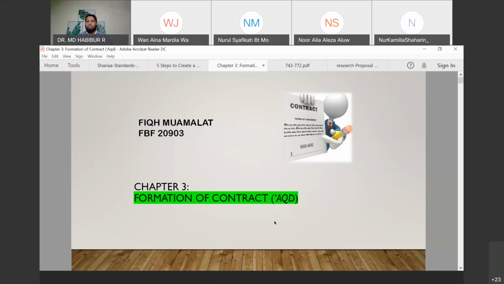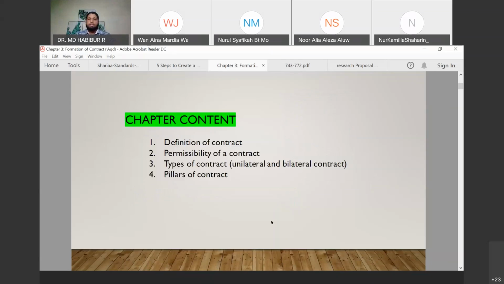Okay. So today, inshallah, we are going to discuss the definition of contract, definition of aqd, permissibility of a contract, various types of contract, unilateral and bilateral, one side or both sides, two sides, followed by the pillars of contract. Okay? So this is our topic today for discussion.